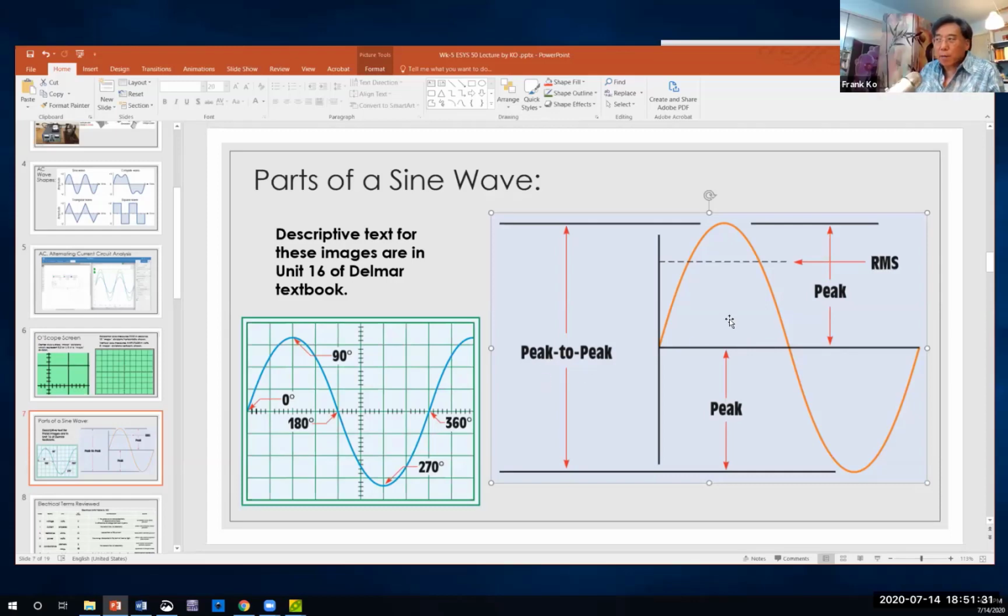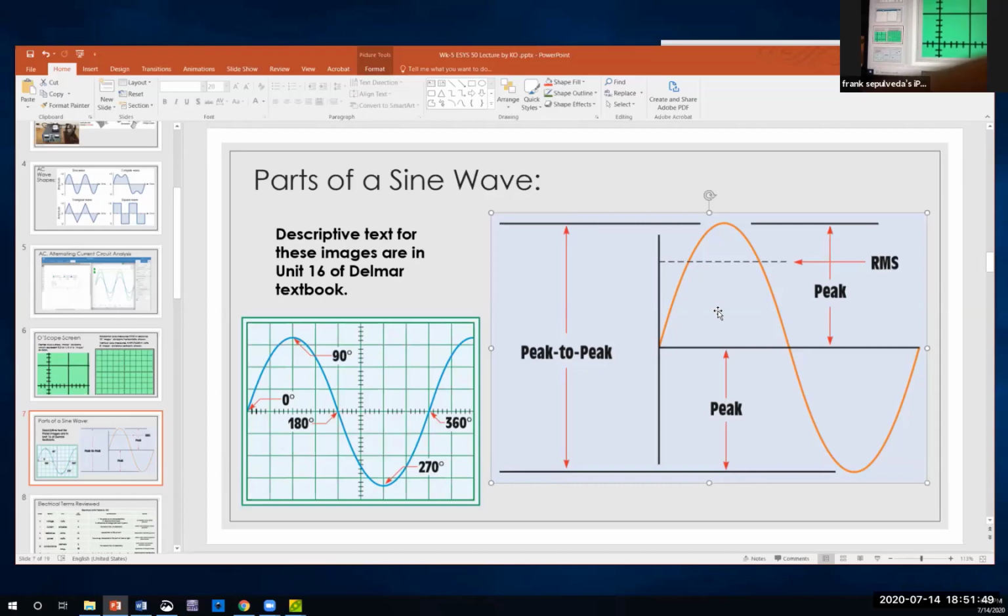It is simply a double of any one of these, okay? Because these will always be, for this semester, symmetrical. Whatever the positive side works out to be, the negative will be the same, except it goes in the negative direction, and the peak to peak is simply the double of one of these values, all right?